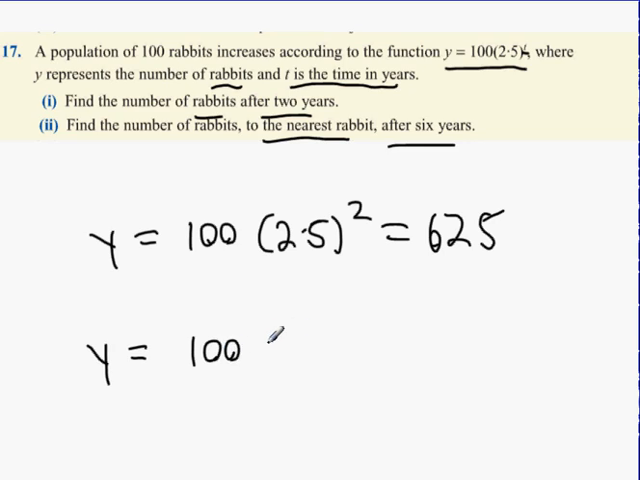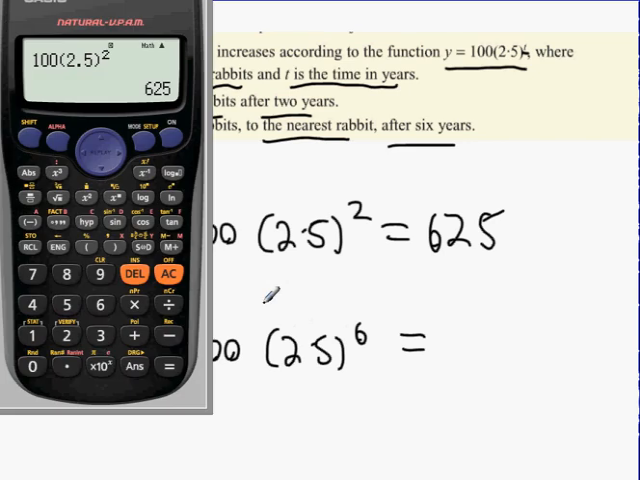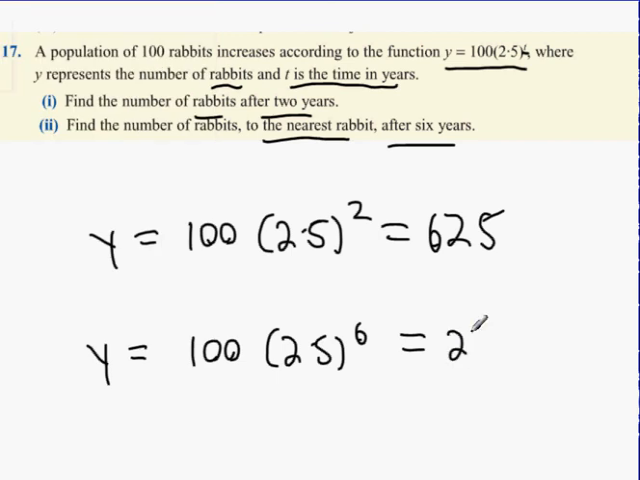100 multiplied by 2.5 to the power of 6, which will get me... Just change that. 6. That's a lot of rabbits. 24,414 rabbits, so they breed quite quickly. You can see after 2 years, this is actually a proper example of how some rodent species will breed. The more of them there is, the more of them they can have, so the population explodes. Okay, all right, guys.